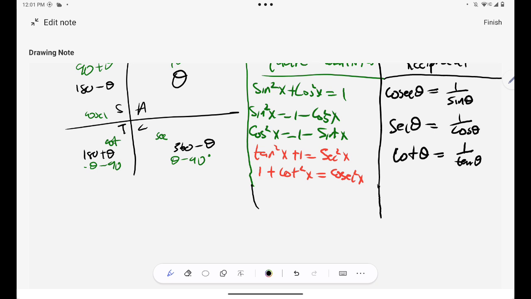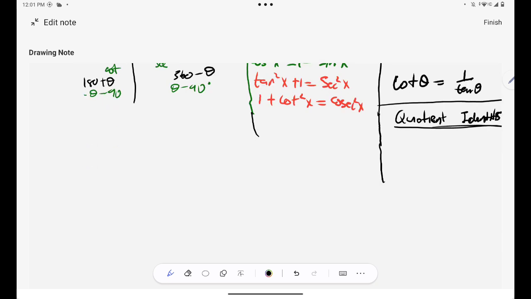And then we spoke about quotient identities. There are only 2 quotient identities. The first one, tan of theta is equal to sine theta over cos theta, and then cot of theta is the inverse, cos over sine theta, right?